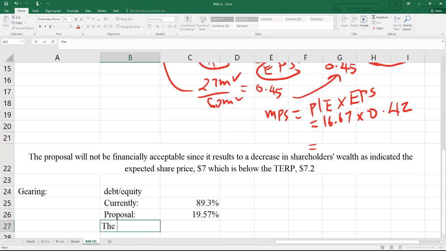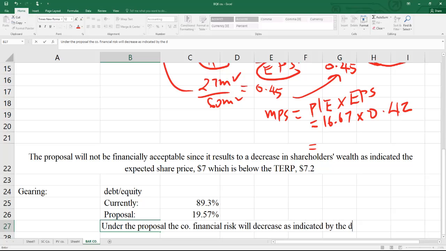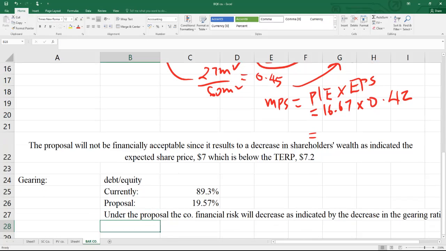Under the proposal, the company financial risk will decrease, as indicated by the decrease in the gearing ratio from 89% to 19.6%. Clear?